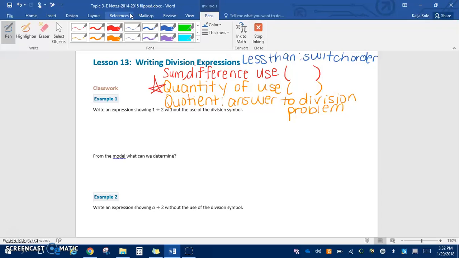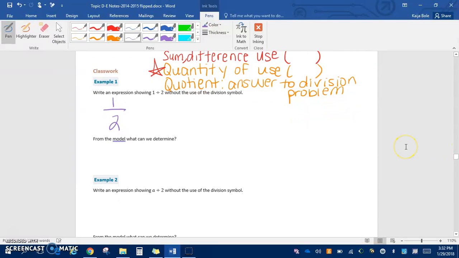Okay, so in this lesson, we are trying to write division expressions based off of a sentence they give us. So the first one says write an expression showing 1 divided by 2 without the use of the division symbol. So remember, we've used that fraction bar as division before, so it would just be 1 over 2. Alright, same thing down here where it says write an expression showing a divided by 2 without the use of a division symbol. Same idea, we would have a over 2.